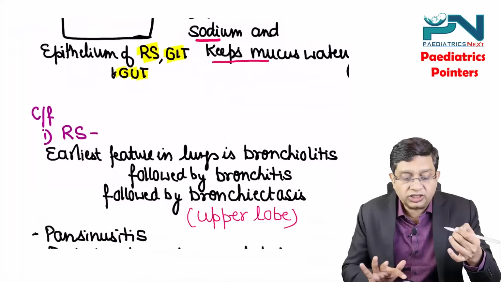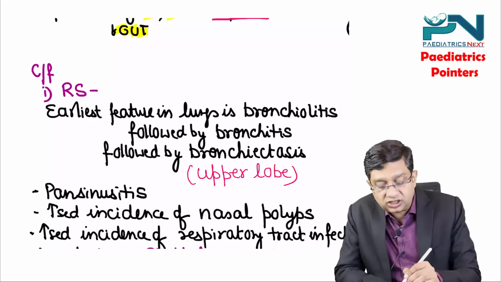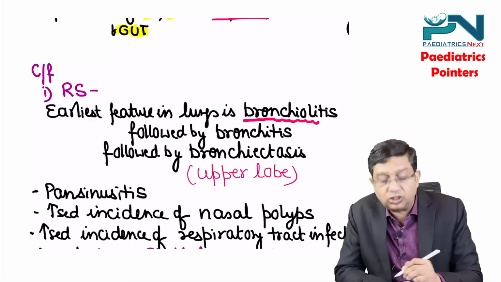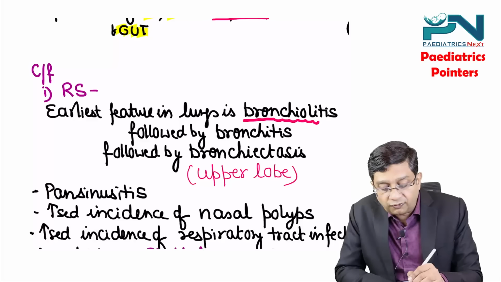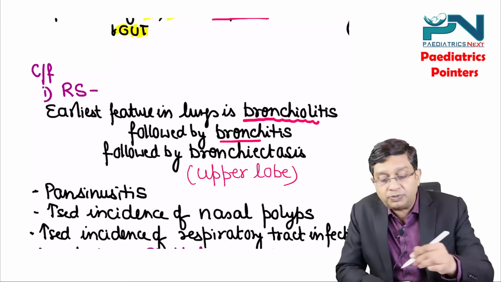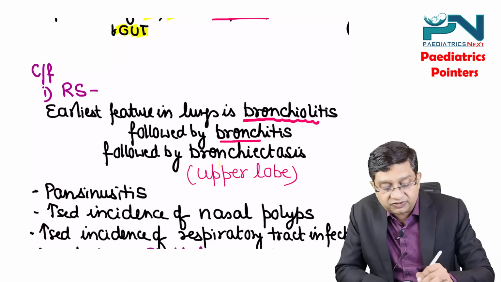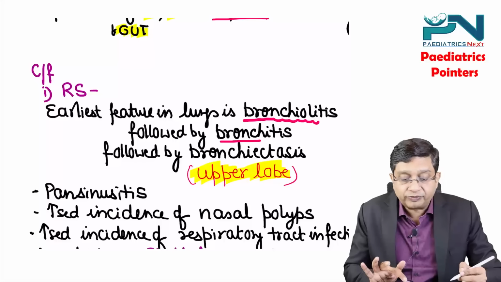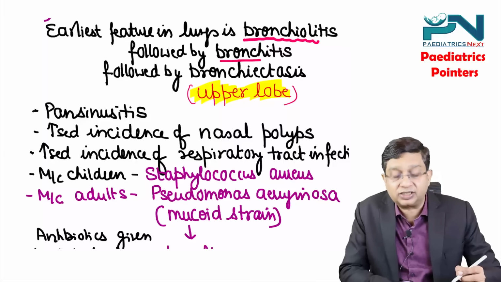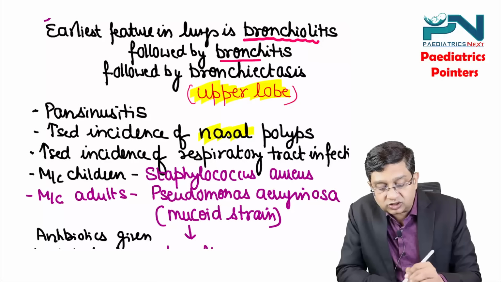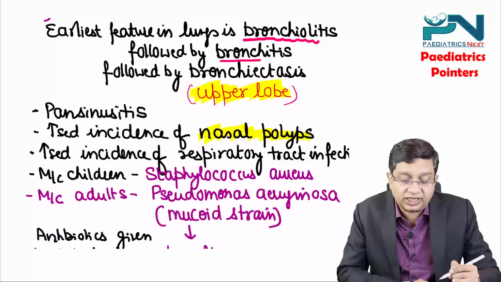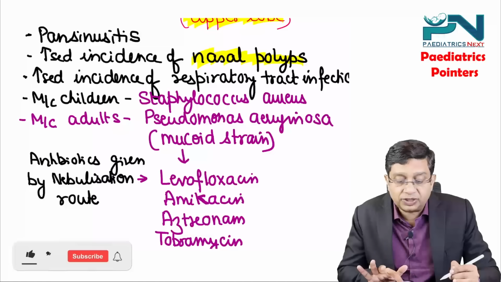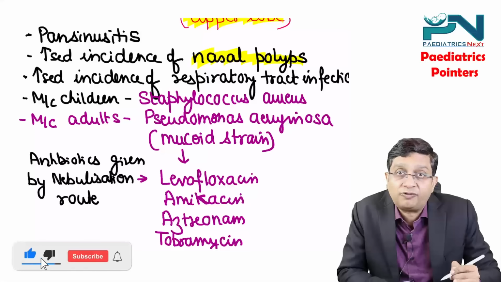Going on to the clinical features, the earliest feature in the lungs is bronchiolitis, because first of all it is going to block the smallest airways, followed by bronchitis, followed by bronchiectasis, and you should specifically remember that bronchiectasis affects the upper lobe. Then there is pansinusitis. There is increased incidence of nasal polyps. There is increased incidence of respiratory tract infection, and the most common causative organism in children is Staph aureus.